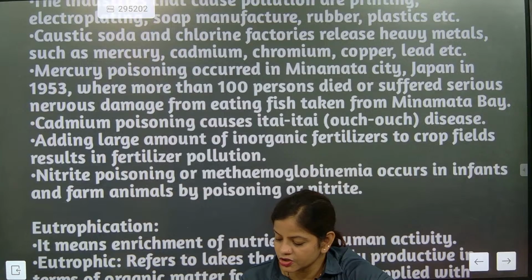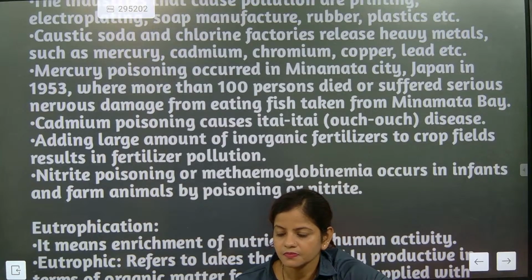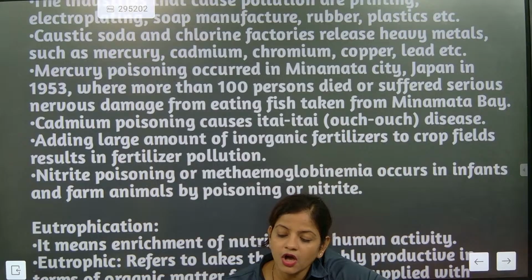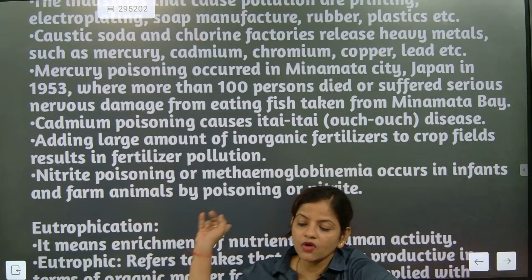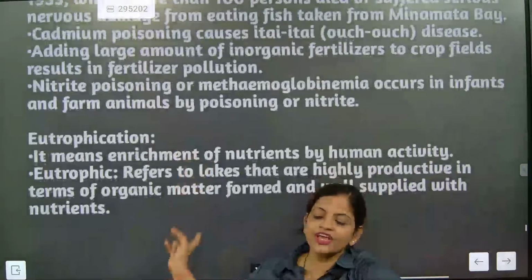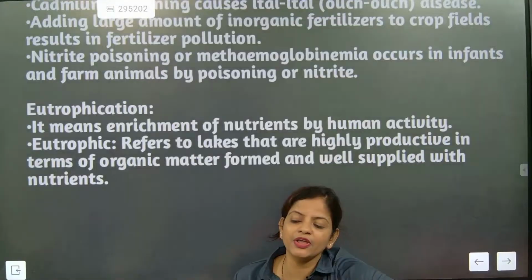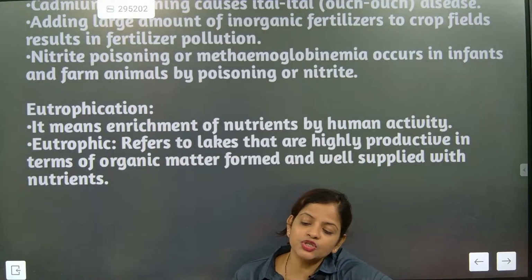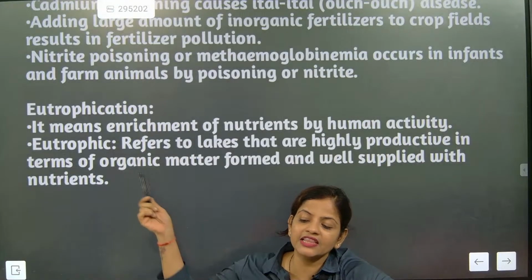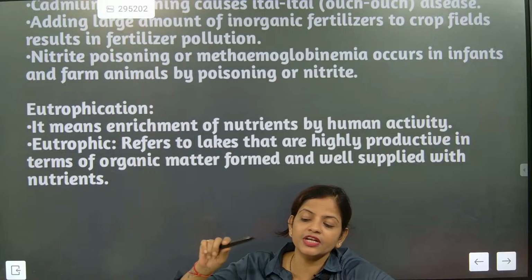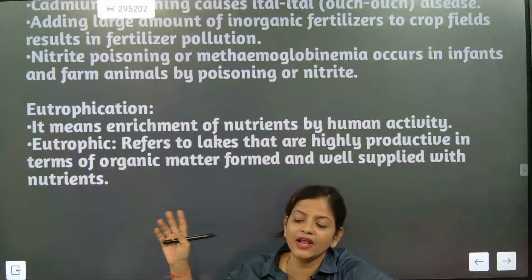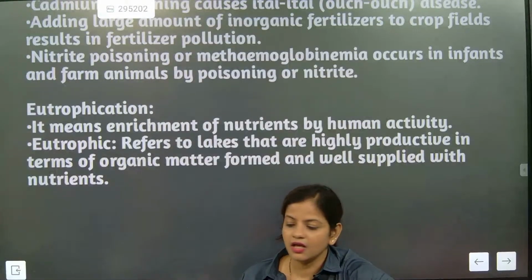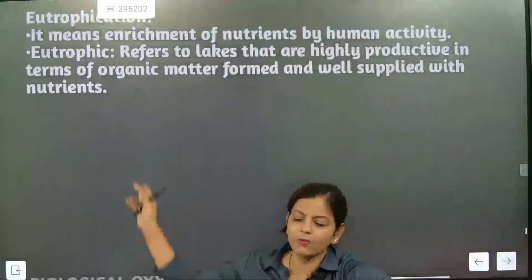Has everybody understood? Now, see, eutrophication, just now we discussed. Eutrophication means enrichment of nutrients by human activity. Eutrophic refers to lakes that are highly productive in terms of organic matter formed and well supplied with nutrients. It will definitely create problems for us.